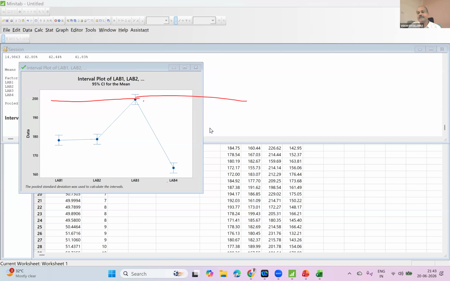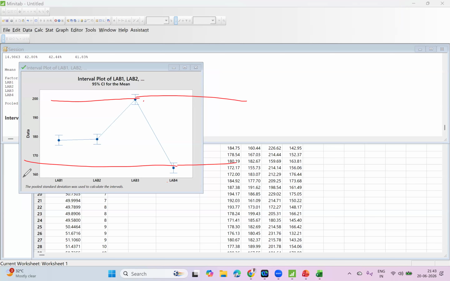It is not disconnecting any of the intervals of the other labs. I'm drawing a line here. I'm not able to see any other interval getting disconnected. Clearly, there is a statistical significance. Yes or no? Yes, sir.